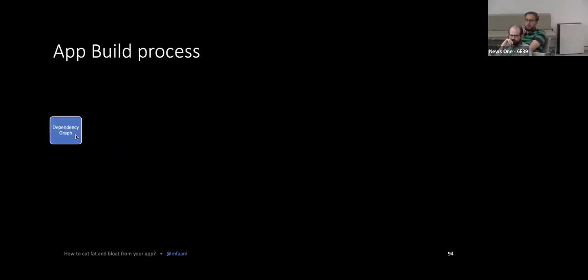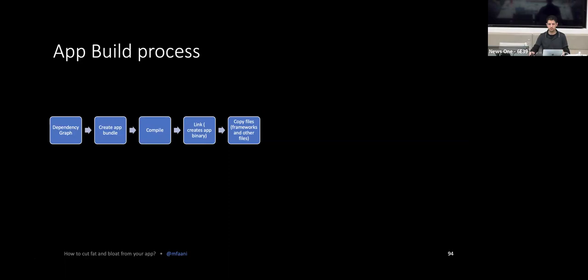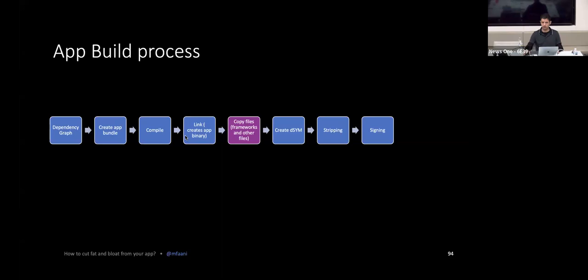The app build process is more or less the same, with the difference that now you copy frameworks and other files into your frameworks directory, and you have your localizations, you have your fonts as well, and so on and so on. You create your dSYMs, then you do stripping, then you do signing and archiving.